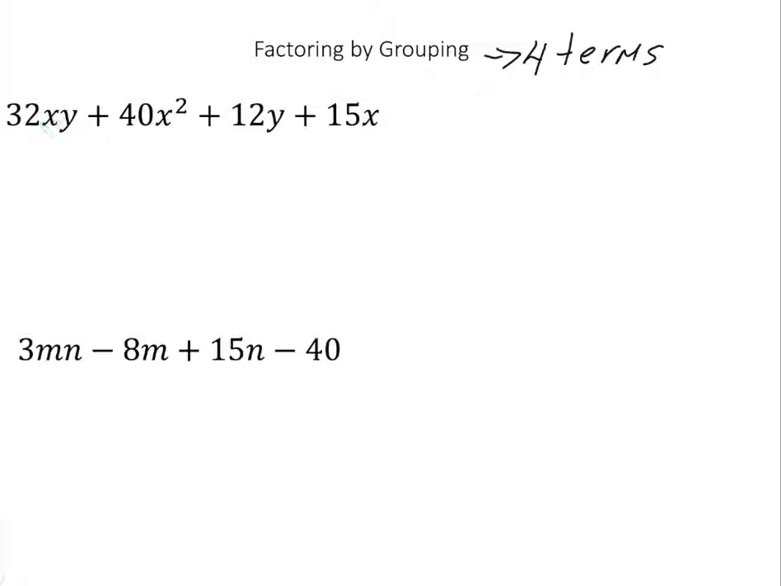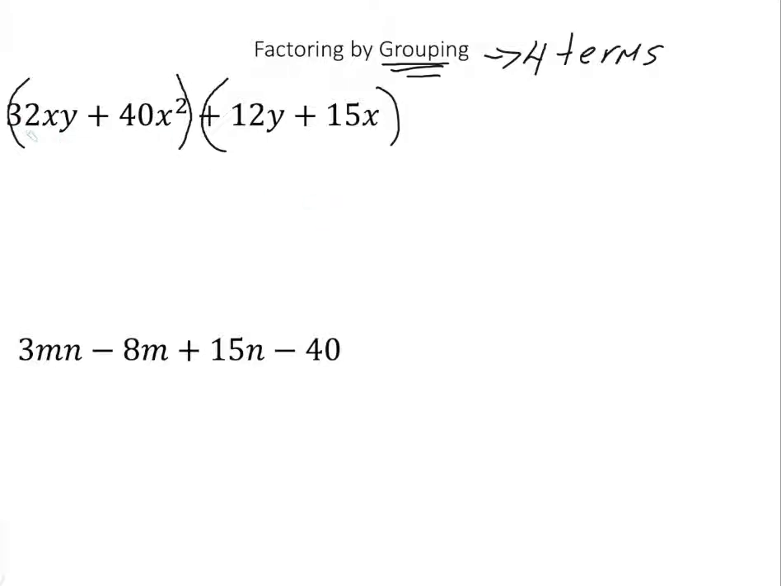So here I have 1, 2, 3, 4. As long as I see four terms, I'm using factoring by grouping. And as the keyword says, grouping. So what I'm going to do is group my first two terms together, and then group my last two terms together. Once you've grouped your terms, you're going to use something that you've been taught before, which is GCF factoring.